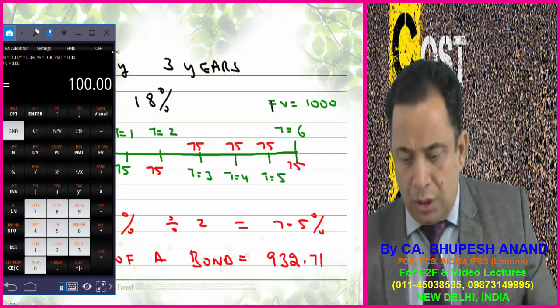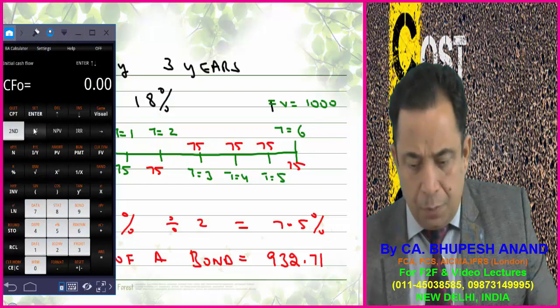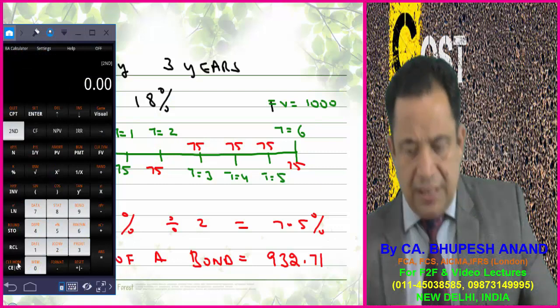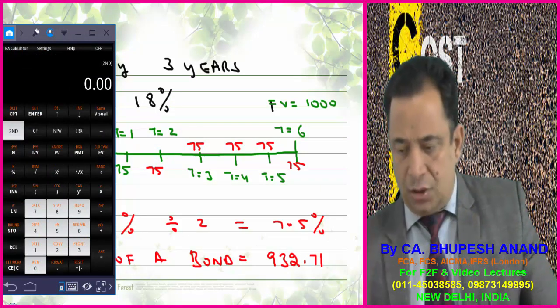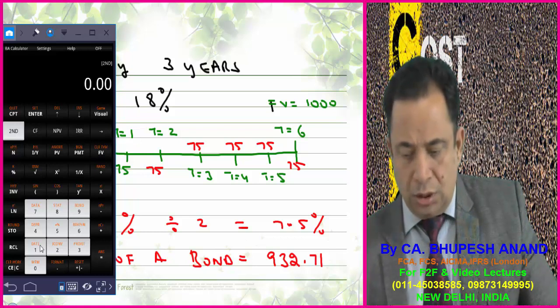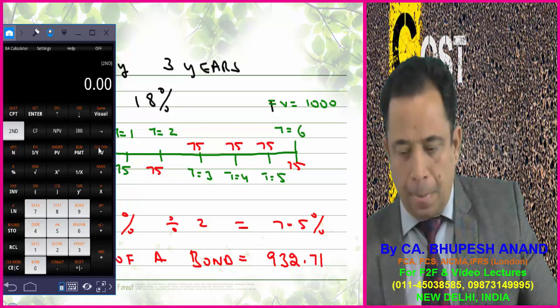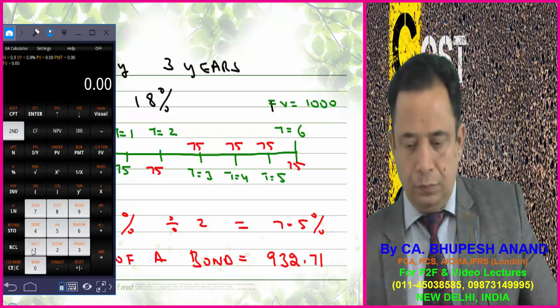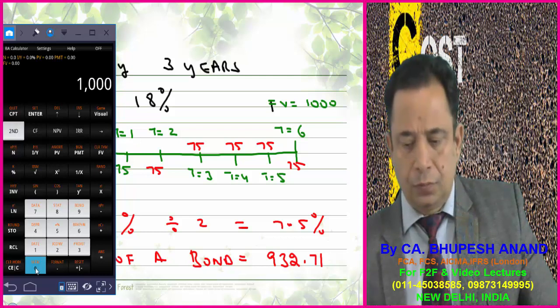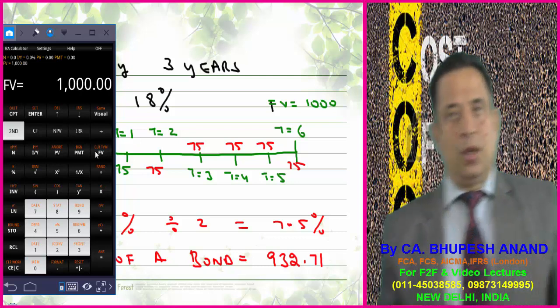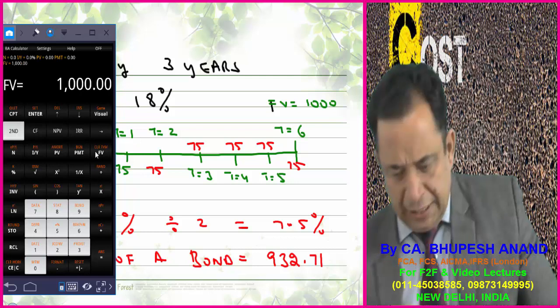Let me try with the help of this calculator, let's see whether the software is okay or not. 1000 as present value. 1000 as future value. So I have written future value 1000, enter.